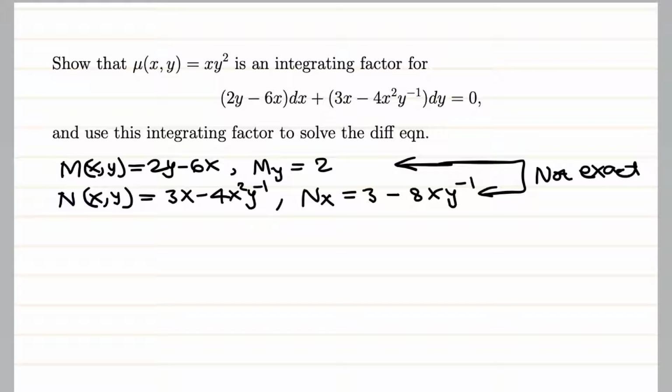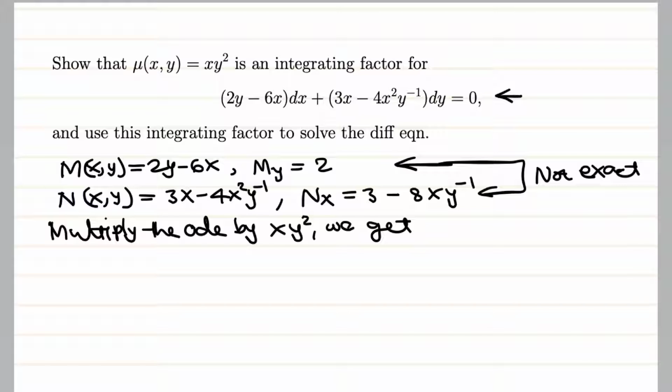Otherwise this ODE could be solved. If this were exact, then we wouldn't have to have an integrating factor. This is just to check. Now let's multiply this ODE by this function xy squared. If this ODE becomes exact after we multiply by xy squared, that means by definition this is an integrating factor. So let me put it this way: multiply the ODE by xy squared.